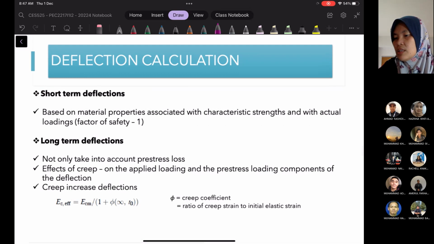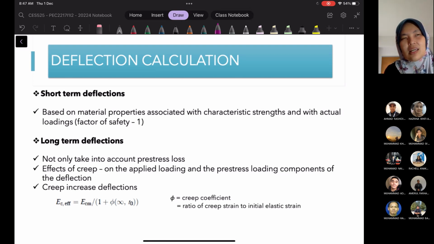Okay, so for these deflections, right? So we are going to have the short-term deflection and also the long-term deflections, right? Okay, so for short-term deflections, it is basically based on the material properties associated with the characteristic strength and with actual loadings, right? So usually as for this, we are going to consider the factor of safety of 1, right? Okay, and deflection also falls under serviceability limit state. Okay, it is not under ultimate limit state.